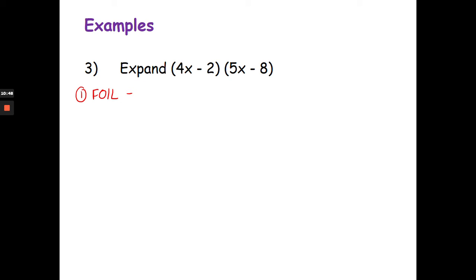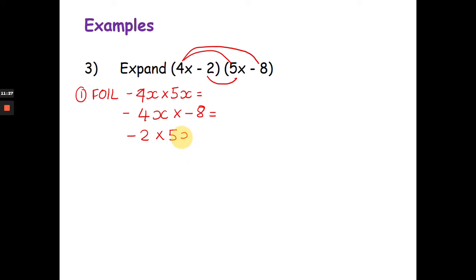So we've got first, which is 4x times 5x. Then I've got outer, which is 4x times minus 8, because these are my outer terms. Okay, minus 2 is not outer. So I've got 4x times minus 8. I've then got my inner terms, so minus 2 times 5x.